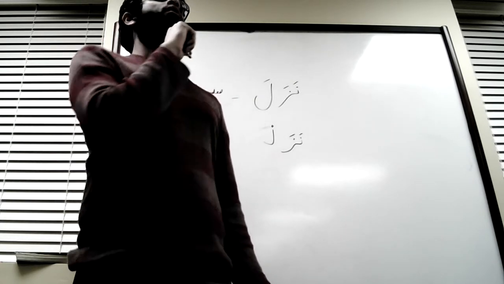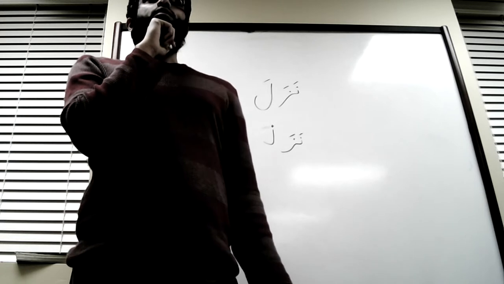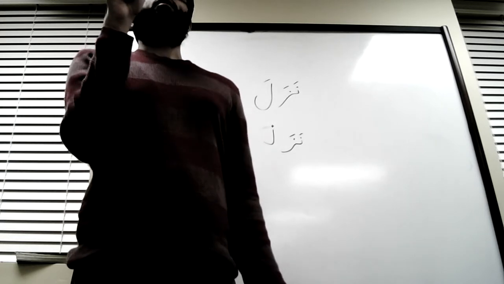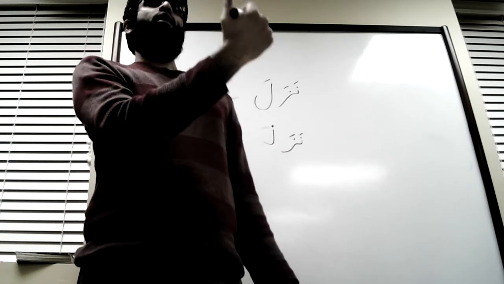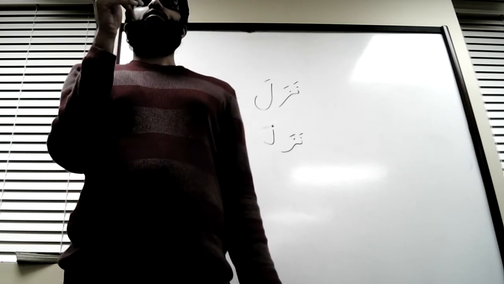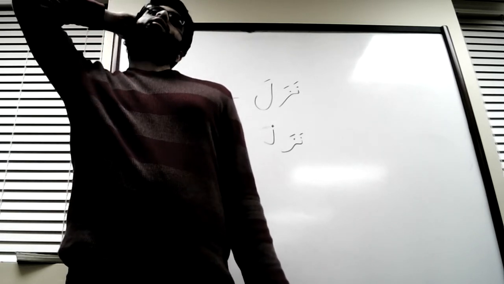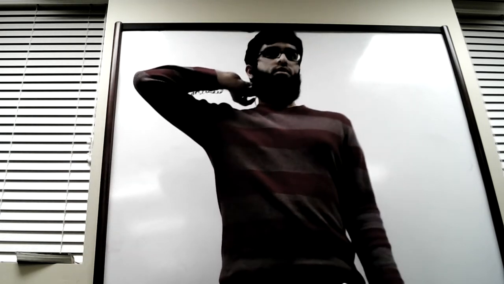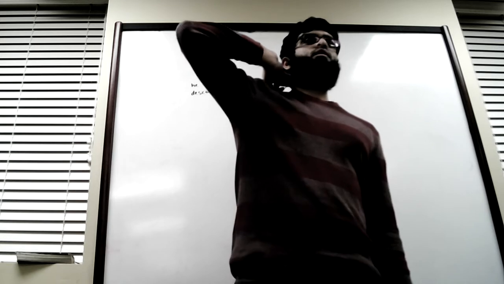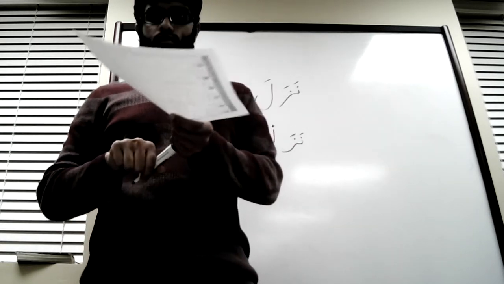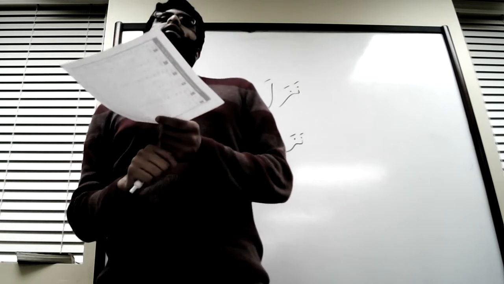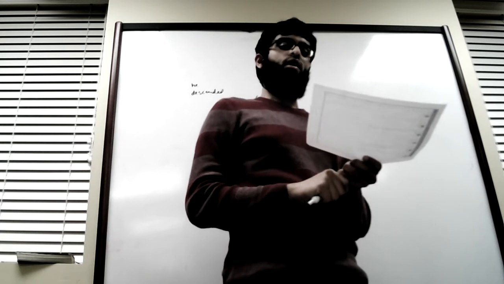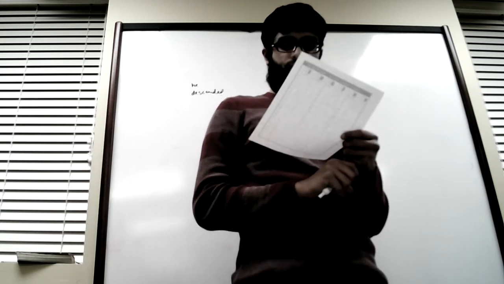Okay, so what for anta? Nazalta. Antuma. Nazaltuma. Right? So nazalta, nazaltuma. Antuma. And then antum. Nazaltum. Okay. Anti. And antuma. Antunna. Nazaltunna. And then ana. And nahnu. Nazalna. Okay.